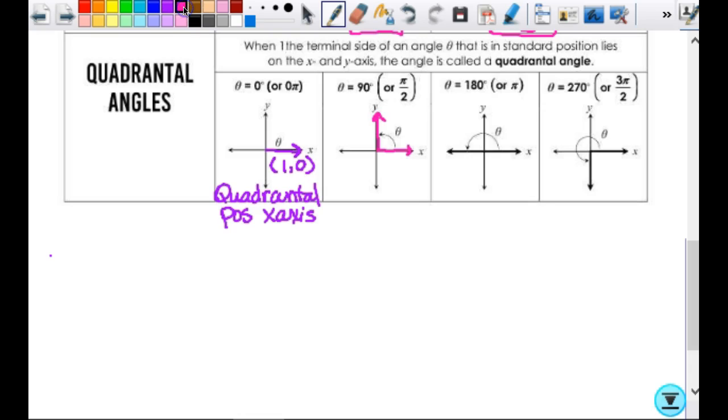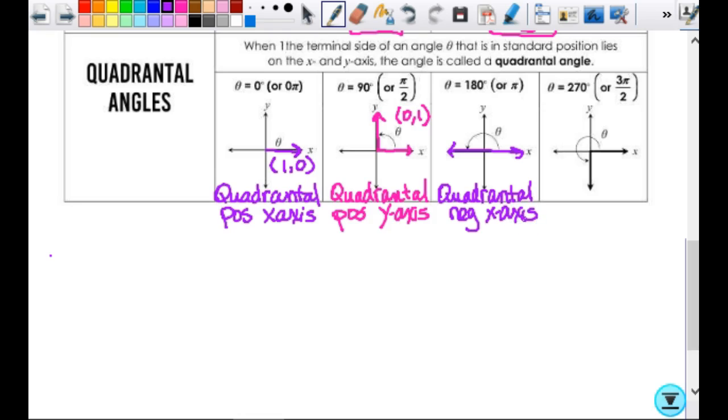All right, then for pi halves, this again is quadrantal, and this is on the positive y-axis, and then the ordered pair that would help me here would be 0, 1. And we're at 180 or at pi. Again, it's quadrantal. This is on the negative x-axis, and the ordered pair is negative 1, 0. Okay, then the last one, get the hang of this, quadrantal.